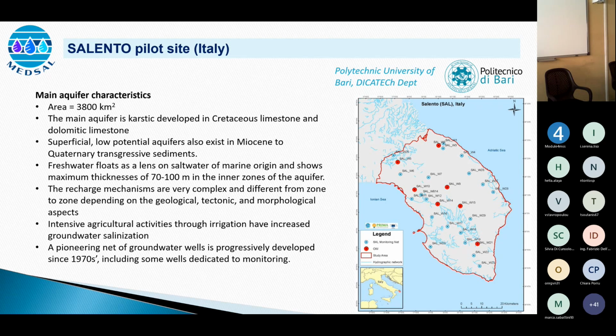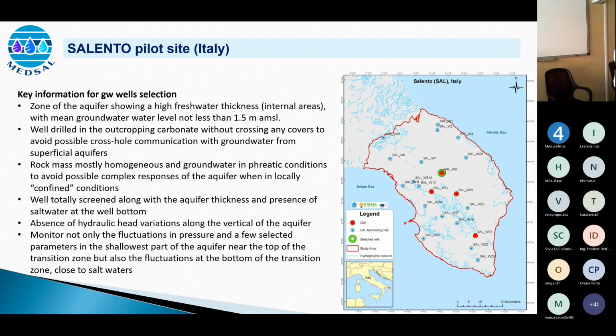But one of these wells has been selected to monitor continuously, and this well is located in the middle, in Galatina. This selection is based on several reasons: the stratigraphy, the position, the main characteristics of the well, and overall the availability of electrical conductivity logs for about 35 years.